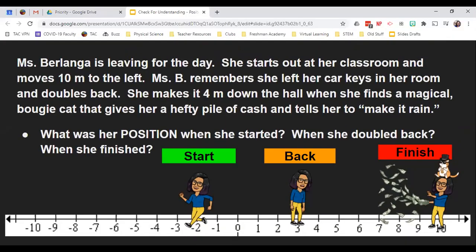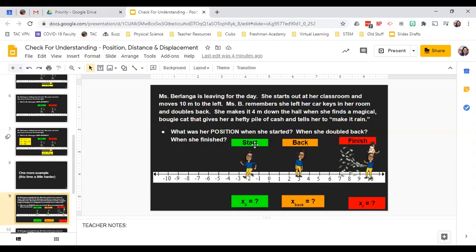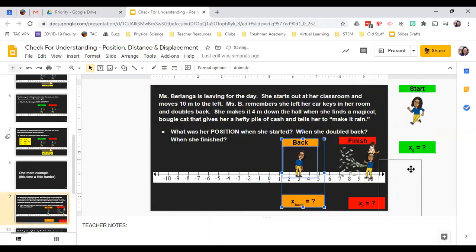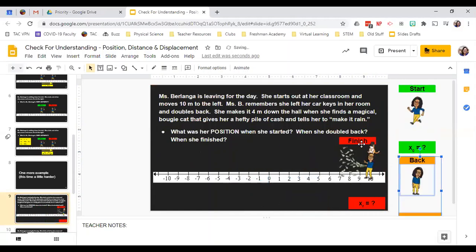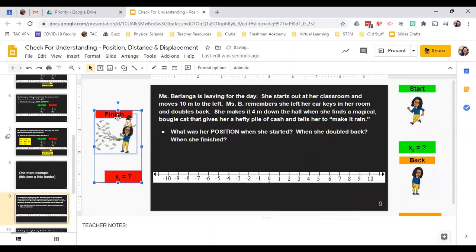So again, I'm going to leave full screen so I can drag these little Bitmojis around. So I started, and then I had to double back at some point, and then I finished somewhere else. So go ahead and pause the video and see if you can figure it out.